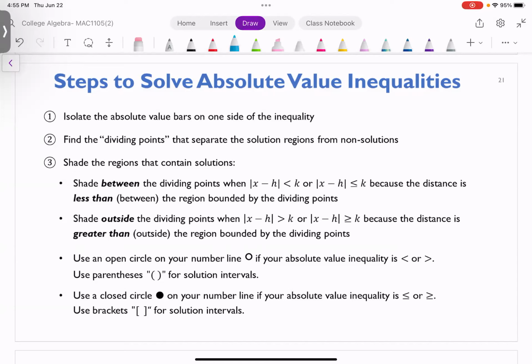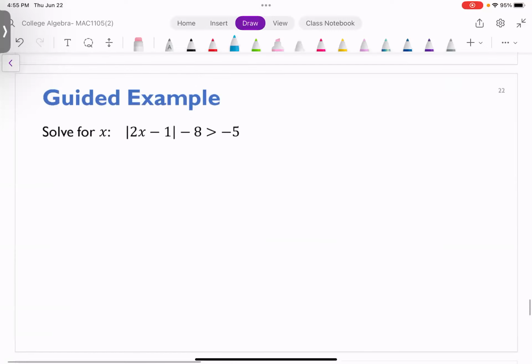And we will use open circles for greater than or less than, and that's the same as using parentheses when we write our solution intervals. On the other hand, we'll use a closed circle on the number line if our absolute value inequality is less than or equal to or greater than or equal to, to include those endpoints in our solution. We'll also use brackets when we write our solution in intervals. So here's how this goes.